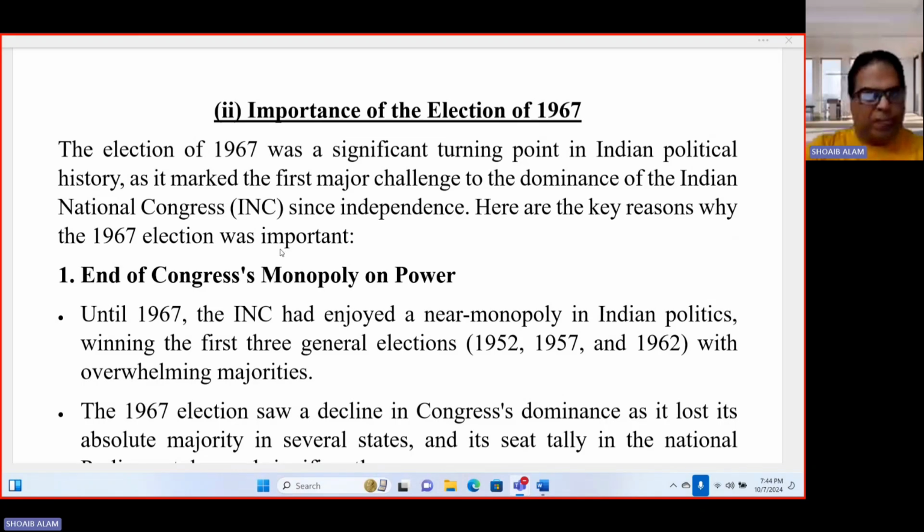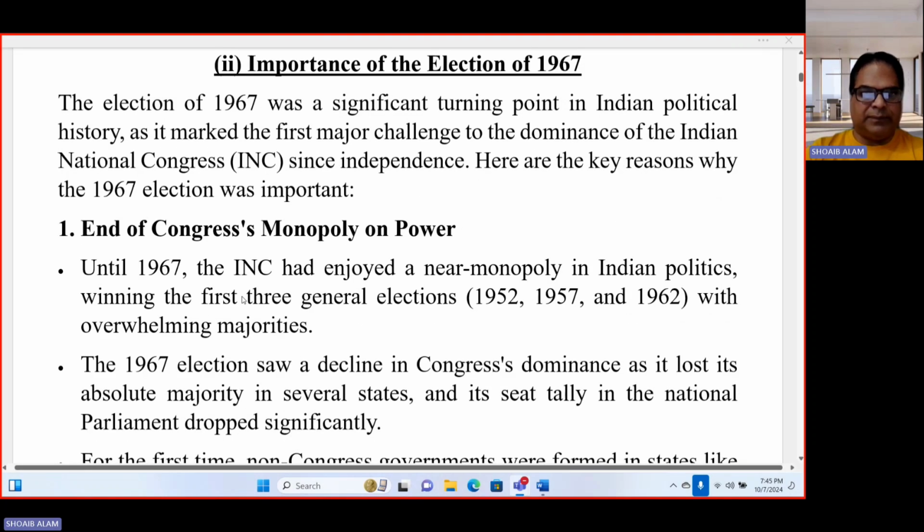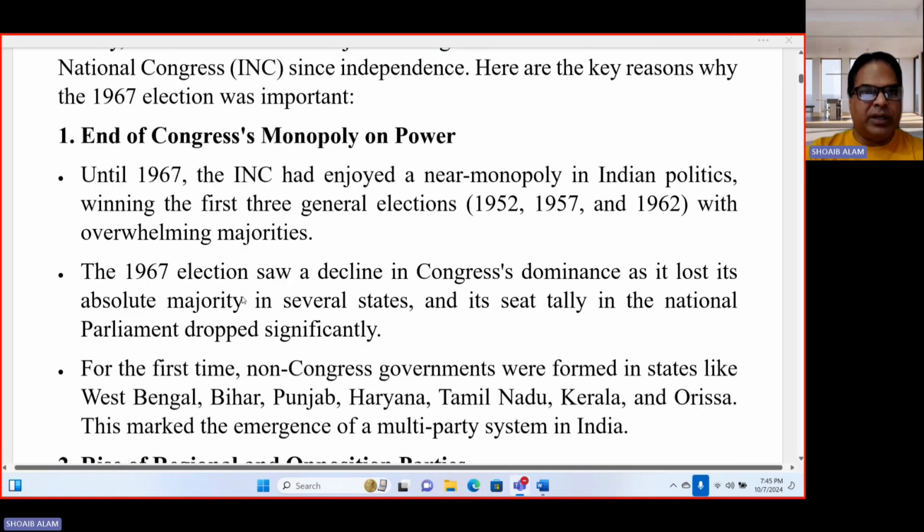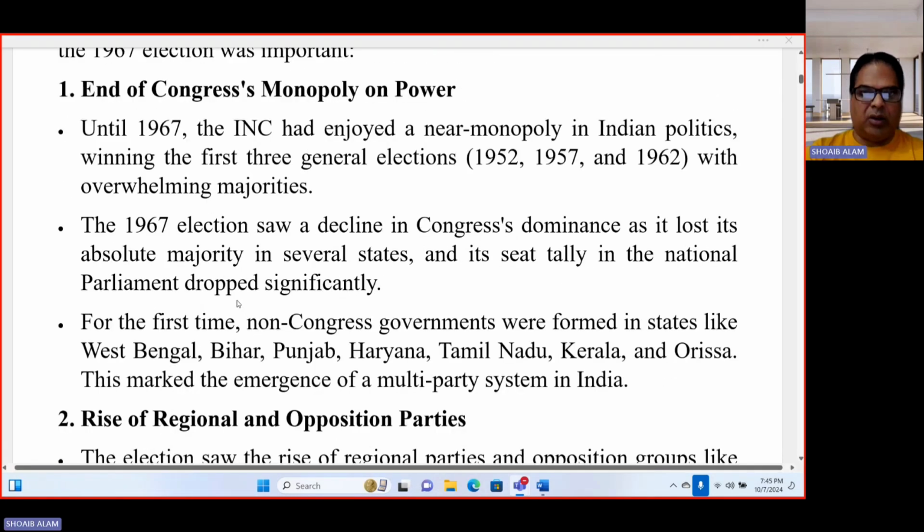First of all, the 1967 election was a very important turning point in Indian political history. It was the first major challenge to the dominance of the Indian National Congress since independence, which slowly had come to an end. So here are some of the key points which we'll discuss one by one. The first important significance of election 1967 is that Congress monopoly on power came to an end. So the topic given over is the end of Congress monopoly on power.